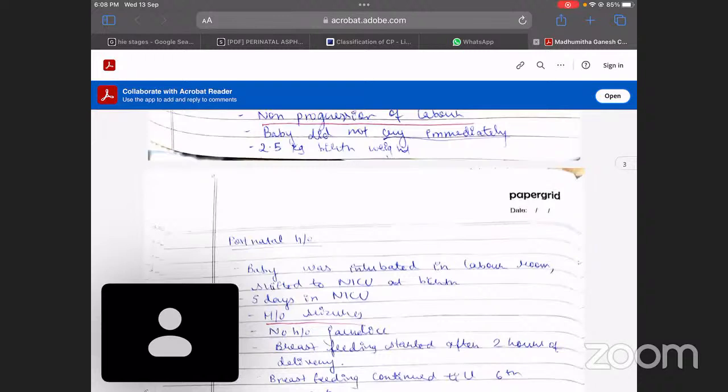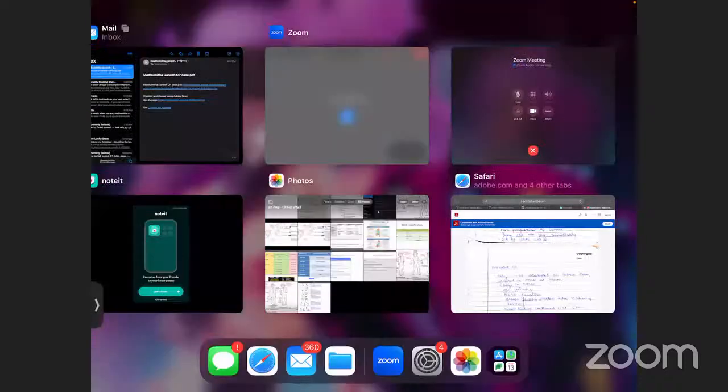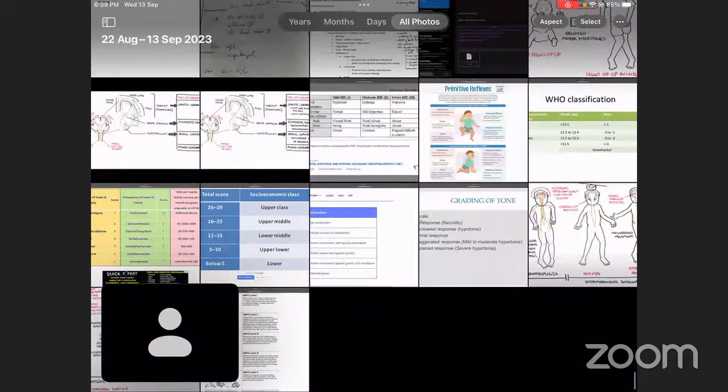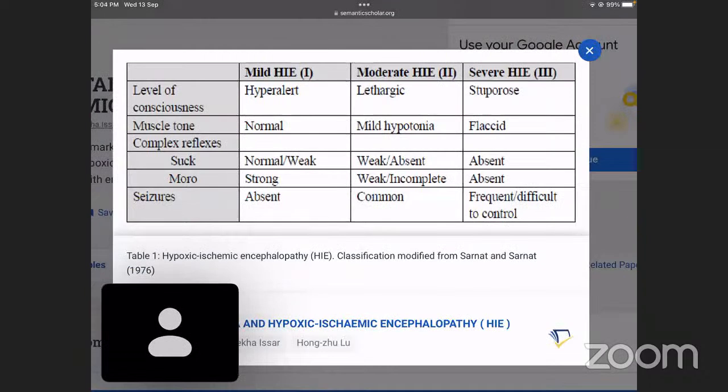So, over here, I have the grading of HIE, that is the hypoxic ischemic encephalopathy. It is the Sarnat and Sarnat classification, which is classified into grade mild, which is 1, moderate, which is 2, and severe, which is 3. And it can be based on the level of consciousness, muscle tone, complex reflexes such as the sucking reflex or the Moro reflex, and seizures.